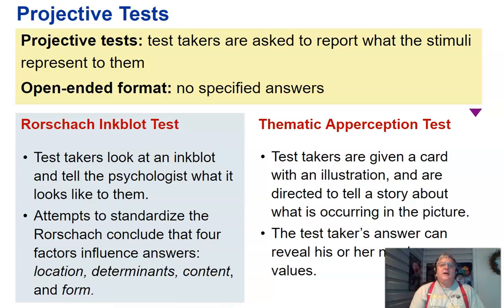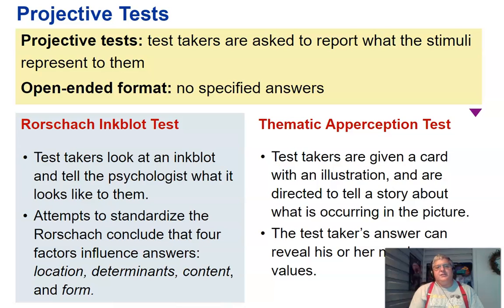In projective tests, test takers are asked to report what the stimuli represent to them. It's done in an open-ended format. There are no specified answers. In the Rorschach inkblot test, which is a famous test, takers look at an inkblot and tell the psychologist what it looks like to them. Attempts to standardize the Rorschach conclude that 4 factors influence answers: location, determinants, content, and form.